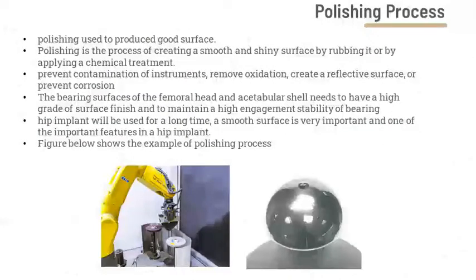Polishing is the process of creating a smooth and shiny surface by rubbing it or by applying a chemical treatment. It prevents contamination of instruments, removes oxidation, creates a reflective surface or prevents corrosion. The bearing surface of the femoral head and acetabulum needs to have a high grade of surface finish and to maintain a high adjustment stability of bearing.